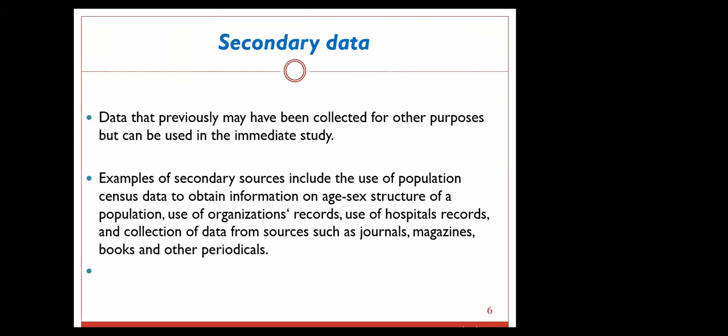Examples of secondary sources include use of population census data to obtain information on age, sex, structure of a population, use of organizational records, or use of hospital records. So you want to study something? Okay, so you can also collect data from journals, magazines, books, and other periodicals. So all those can give you secondary data.